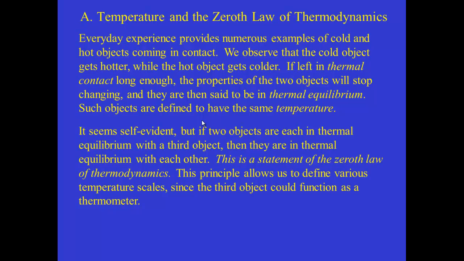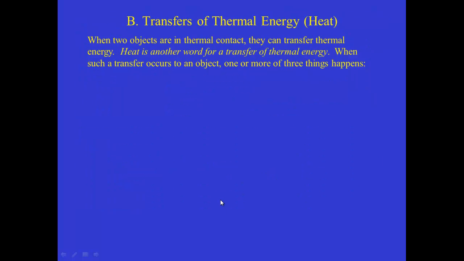So the thermometer, then, being that third object, if we have two objects that when you bring them each into contact with a thermometer, they give the same reading, that means that if we bring those two objects into contact with each other, there won't be any flow of energy. So they are also in thermal equilibrium with each other. It seems kind of self-evident, but there is a formal principle involved there.